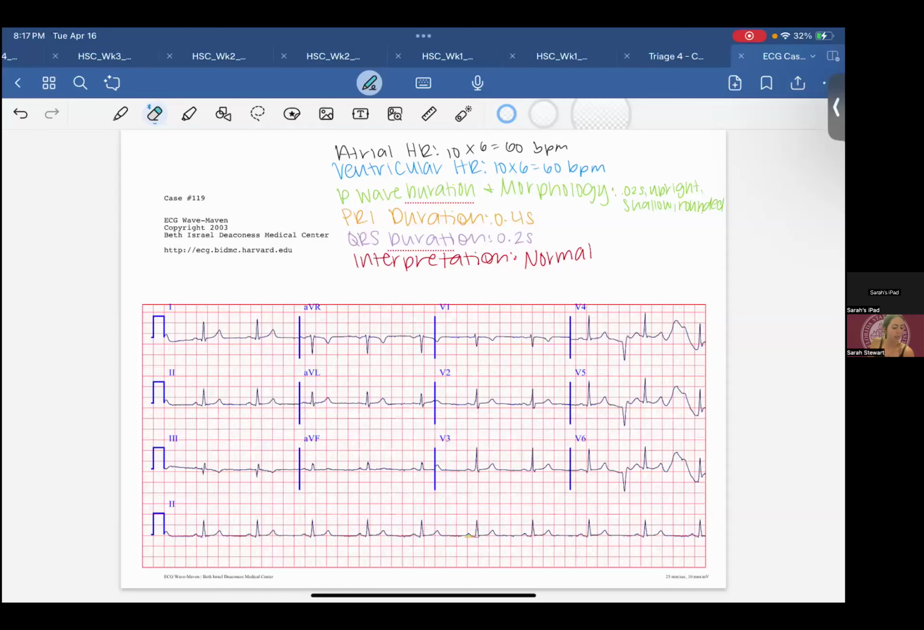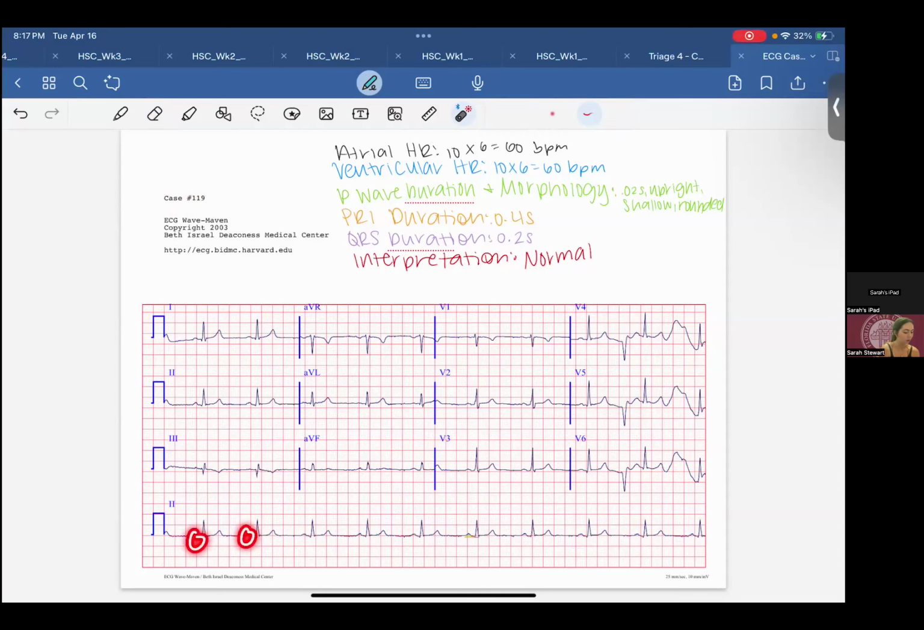Alrighty, so this is my ECG reading return video. I have case 119. The first thing on here is going to be the atrial heart rate. For that, we count the P waves.